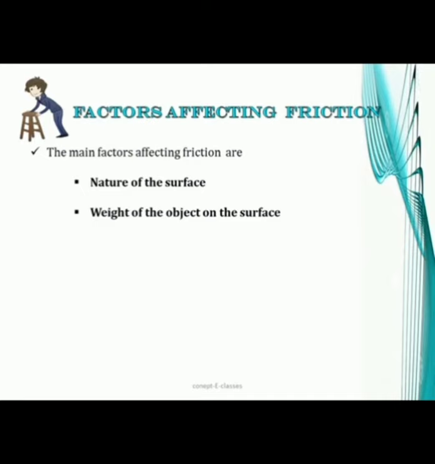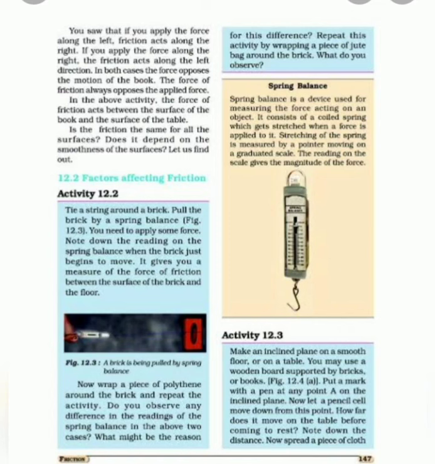The main factors affecting friction are of two major types: one is the nature of the surface, and another is the weight of the object on the surface. They give a lot of examples. See activity 12.2. You all know the spring balance. Did you see the spring balance in your lab? No? Okay. Now see, what is meant by a spring balance?